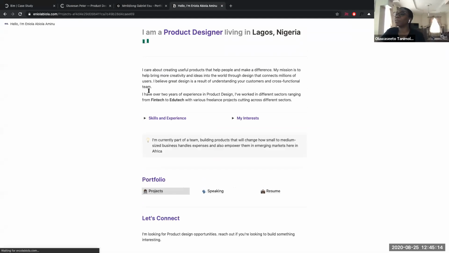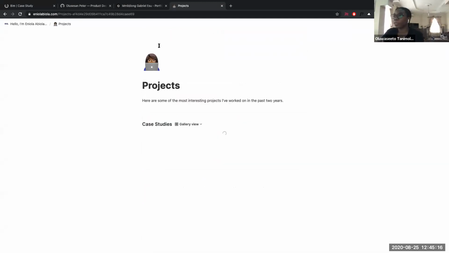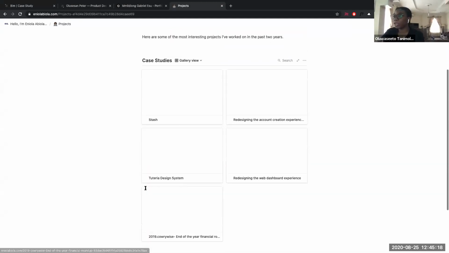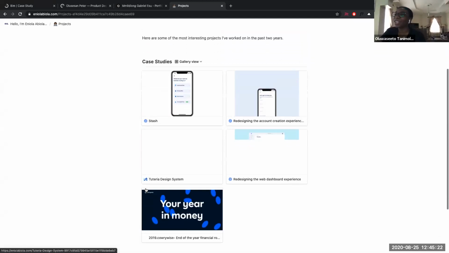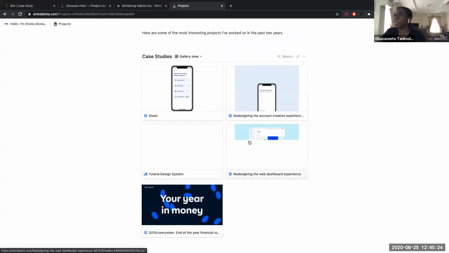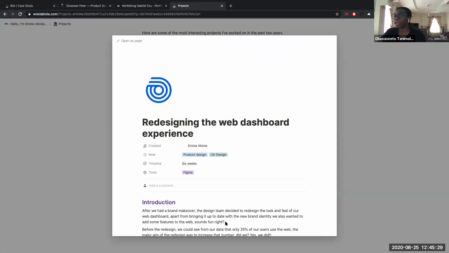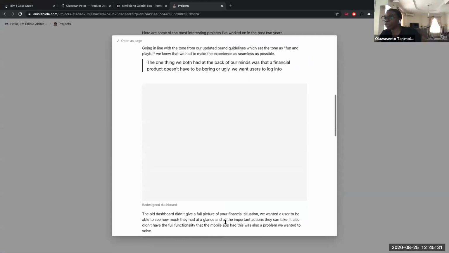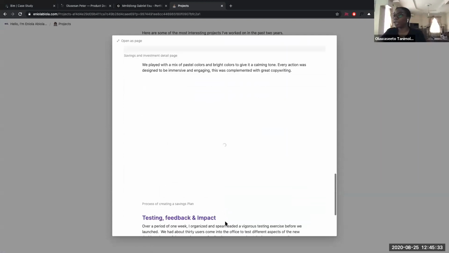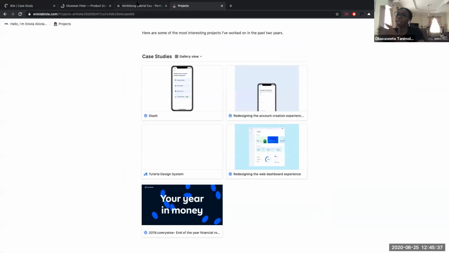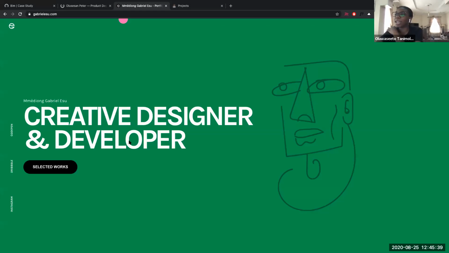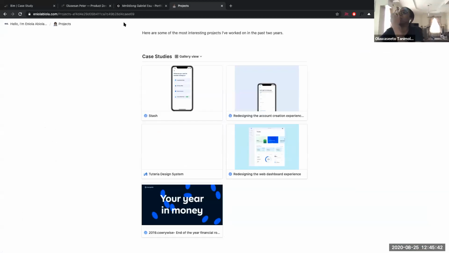And then if you go to her projects, you'll see that she doesn't have 500 projects there, just the most important ones. And she did really detailed case studies. So you have the introduction, the how, and then what they did, testing, feedback, and impact. Because that's their live project. So I understand that if your work is not live, you're not able to have the testing, feedback, and all of that.